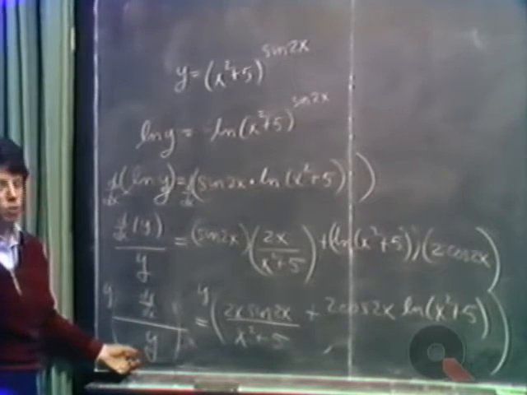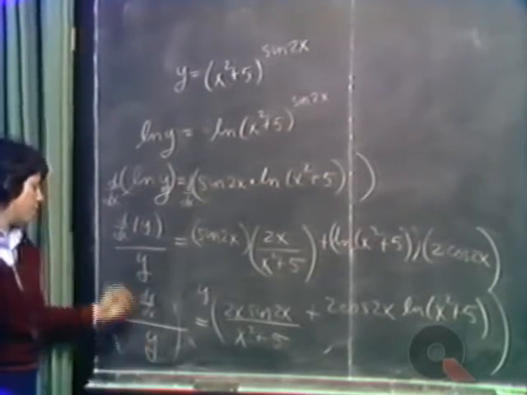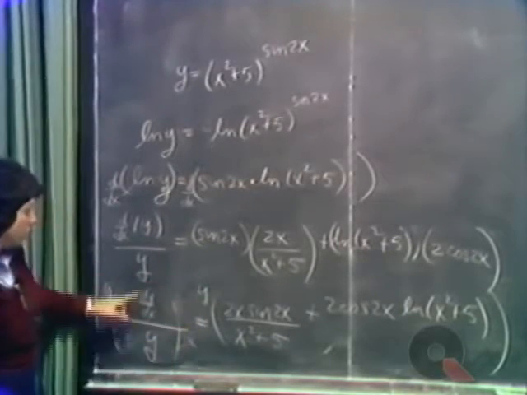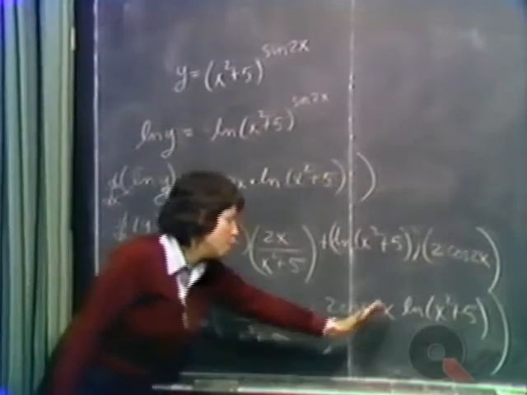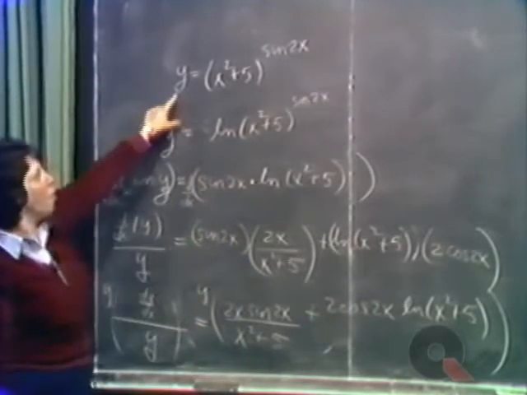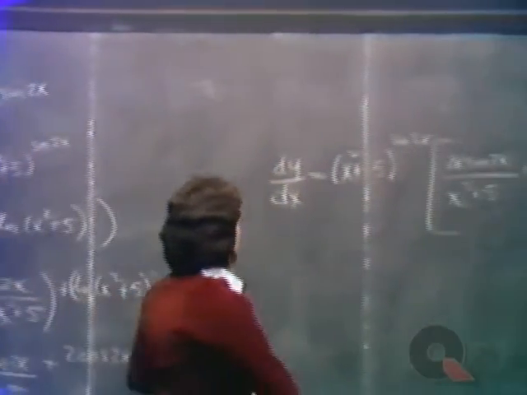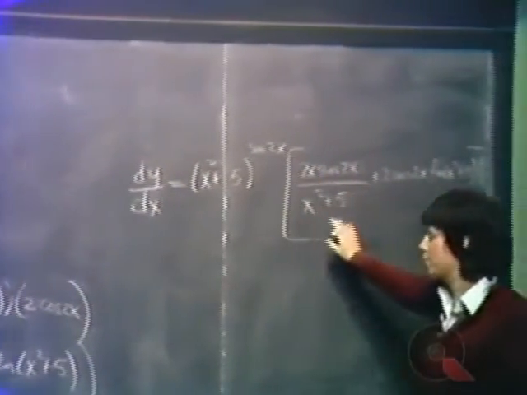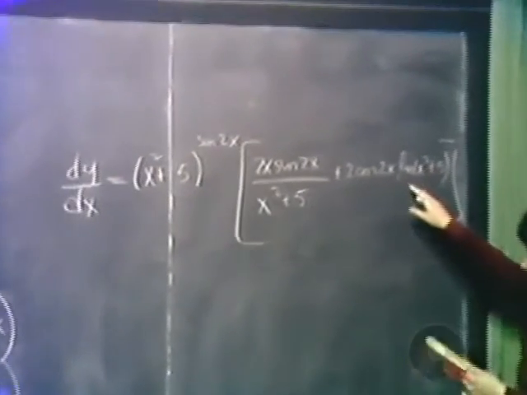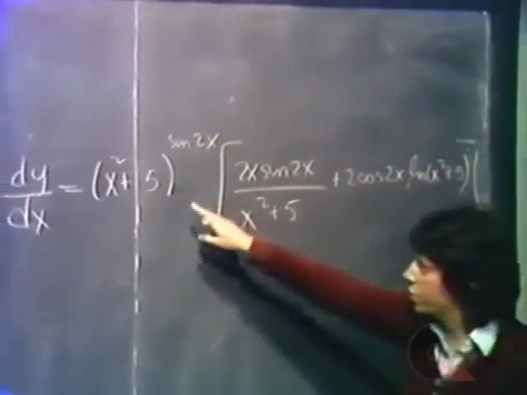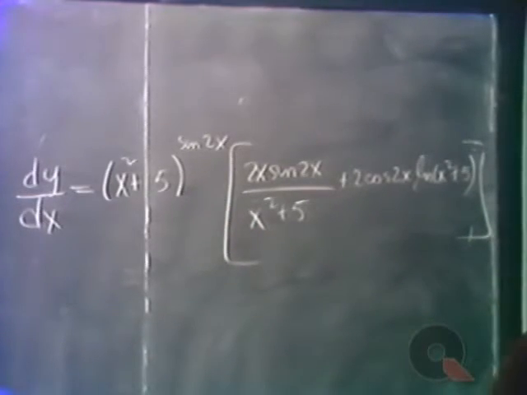Now, the question is to find dy/dx. So therefore, we multiply both sides by y. It cancels out here. It reappears here. You get dy/dx equals this whole mess times y, being the original function. And that's what I have over here. The whole mess, 2x sine 2x over x squared plus 5 plus 2 cos 2x log of x squared plus 5, times the original function y. And that brings us to the end of this tape.